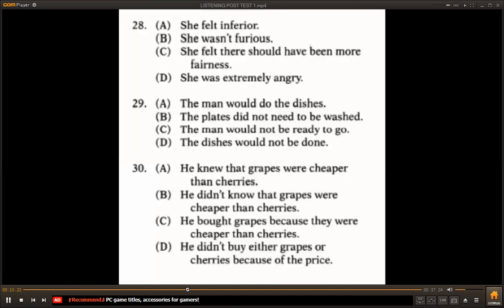Number 28. Were you upset by what Richard said to you? I couldn't have been more infuriated. What does the woman mean?